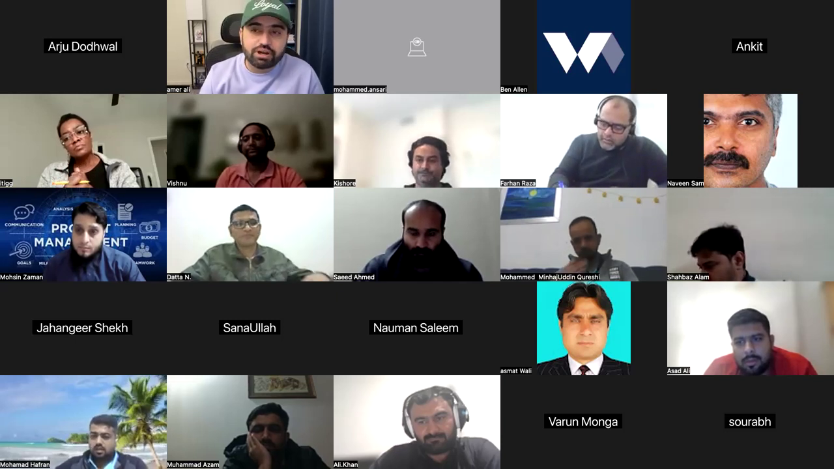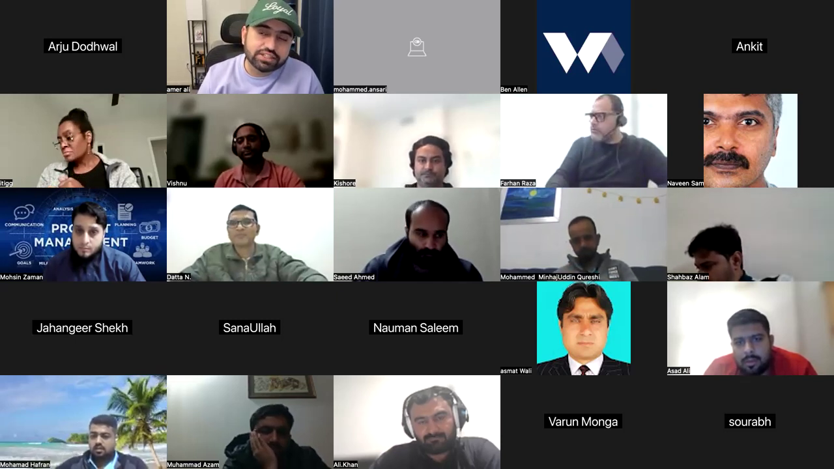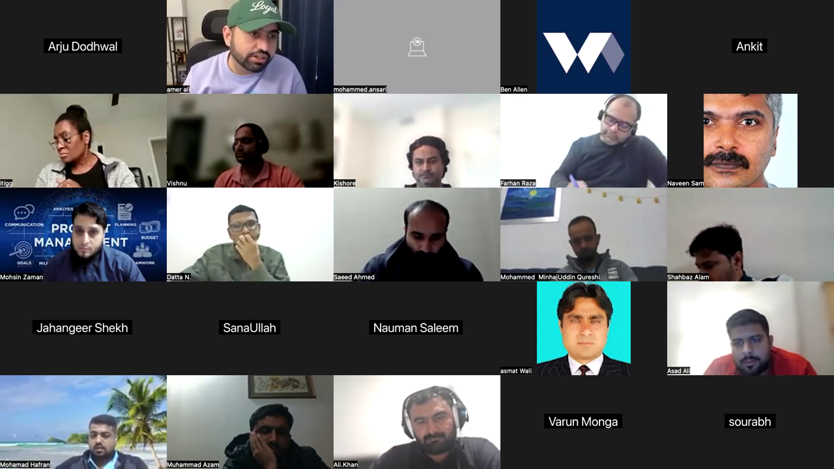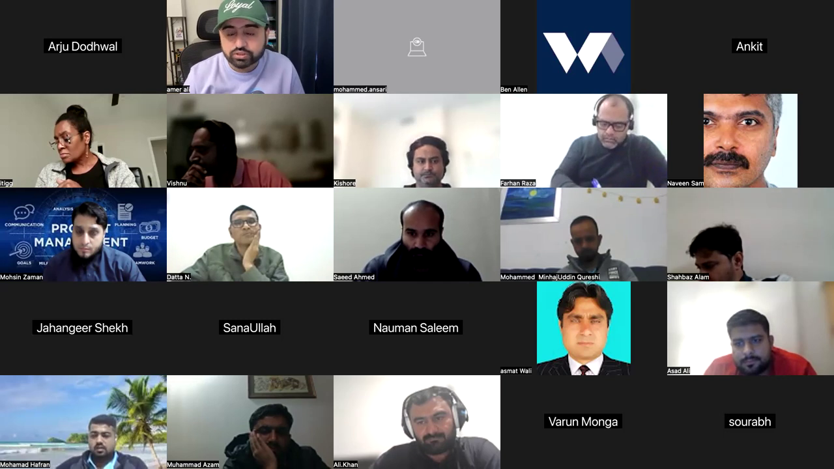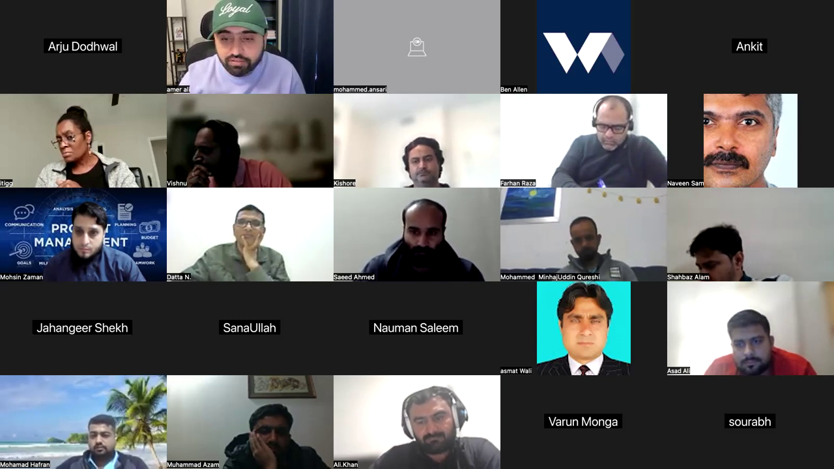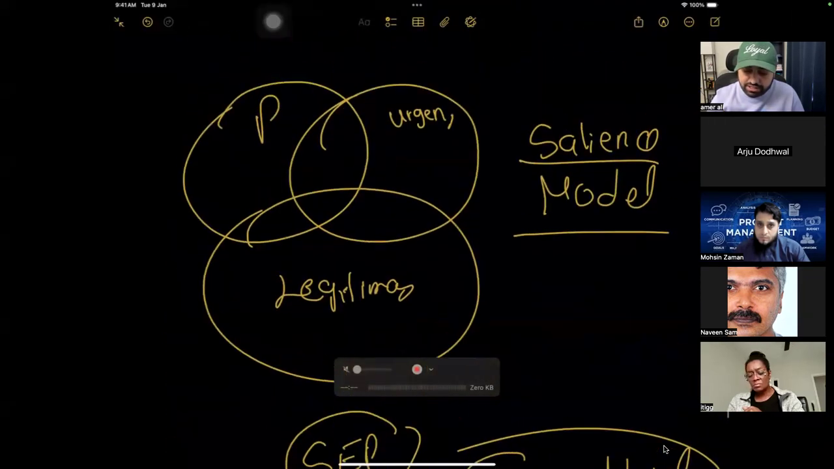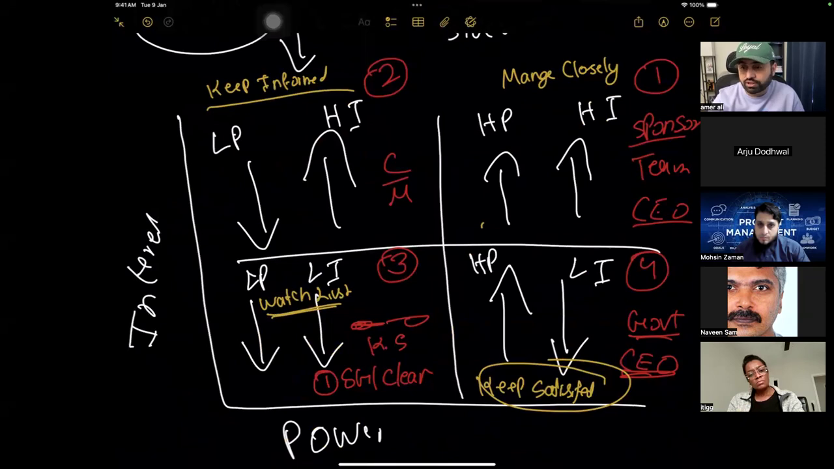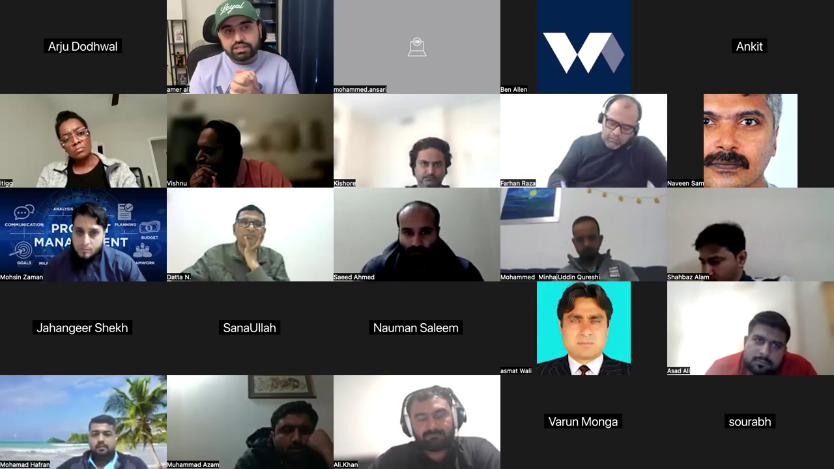The first one is the power interest graph. The second is the stakeholder cube. The third is the salience model. Okay. Saurabh, these are the quadrants. High power. You guys are high power, highly interested. All of you fall in the first quadrant. High power, high interest. Now, how do I define my stakeholders?